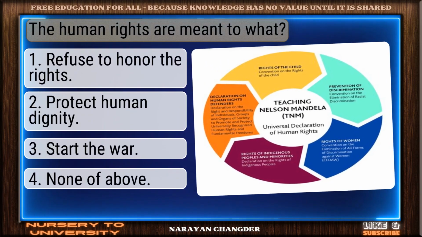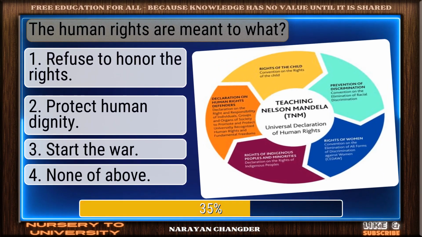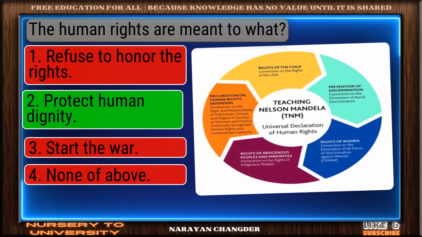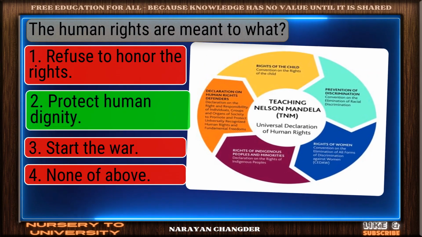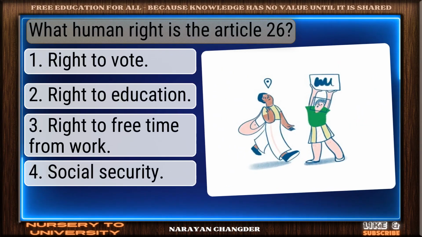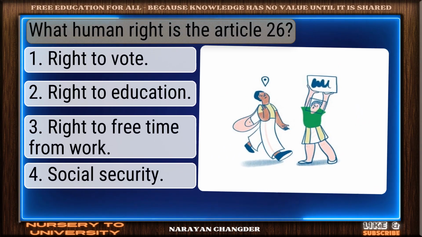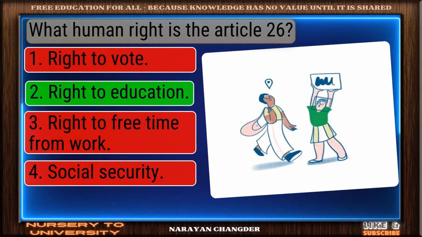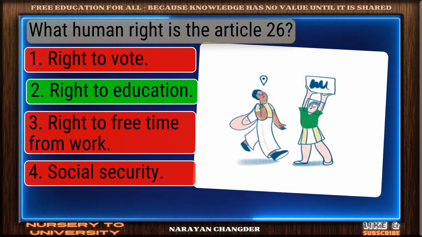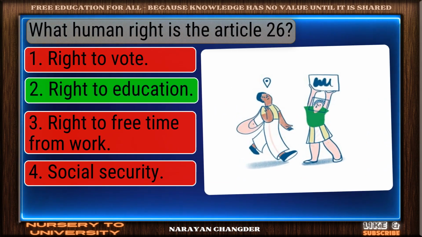The human rights are meant to what? Strong choice. Protect human dignity is the right answer. What human right is the Article 26? Nice work. You chose right to education, and it is correct.